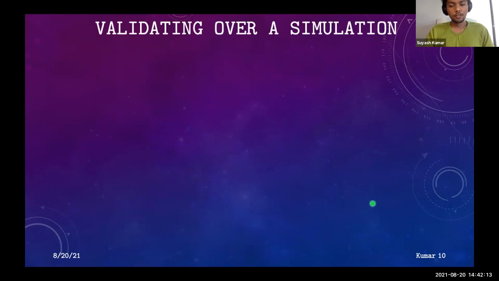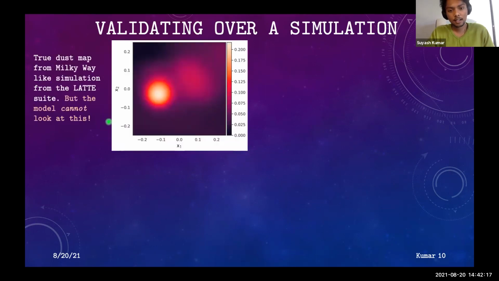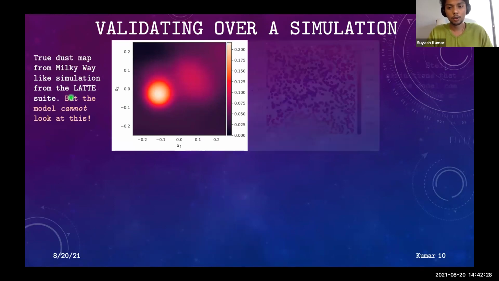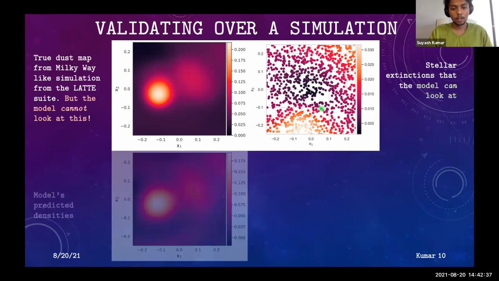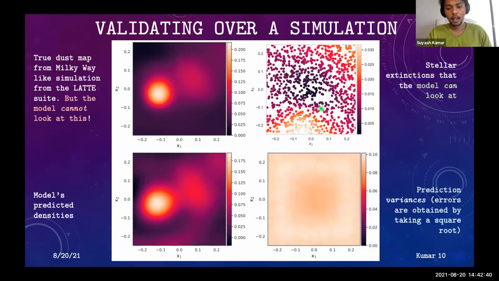Now, we'll first validate our model over a simulation because in a simulation, we actually have access to the true dust map. For example, here I have the dust map from a Milky Way-like simulation from the Latte suite. But remember that the model cannot actually look at this. What it can look at are stellar extinctions, and I present a 2D slice of them up here. Looking at these, our model comes up with a predicted dust map and variances, which you can take the square root of to find out the errors.